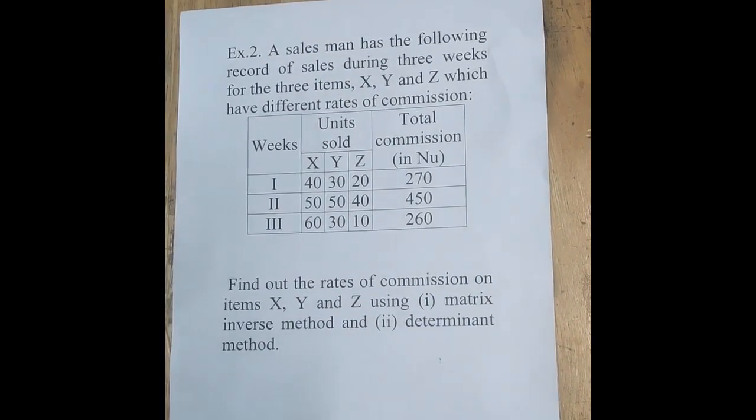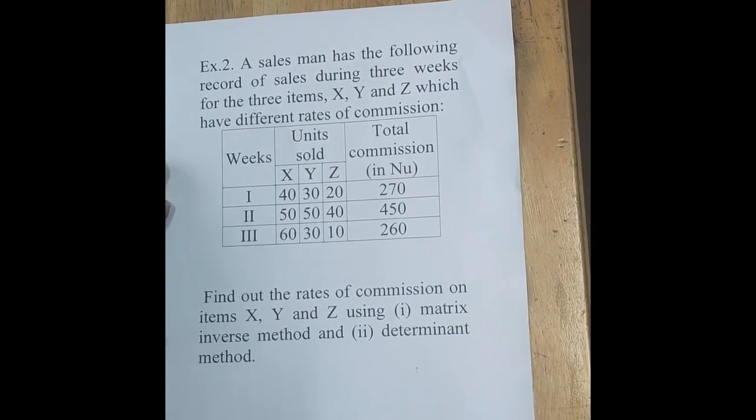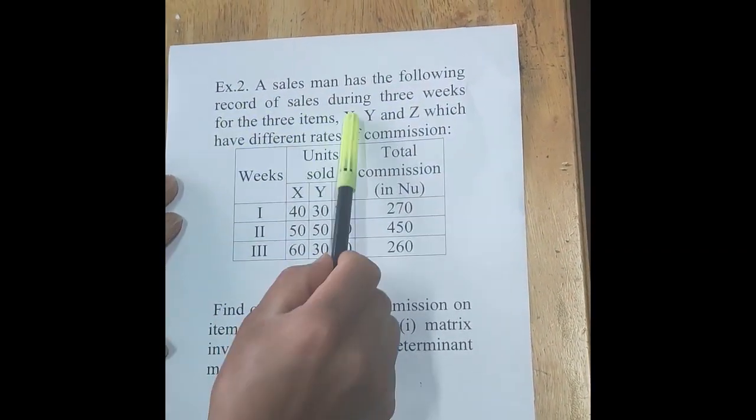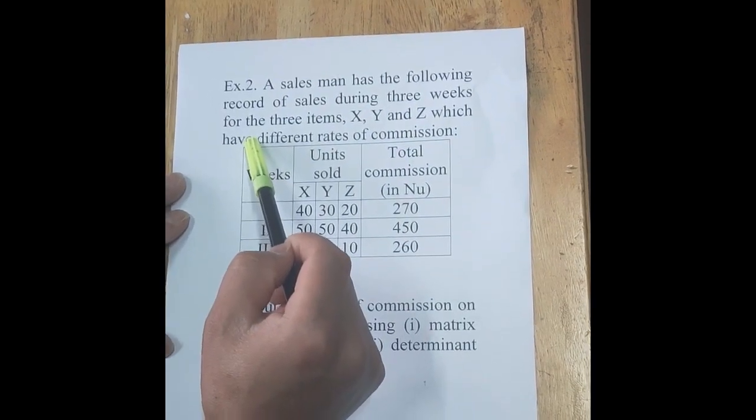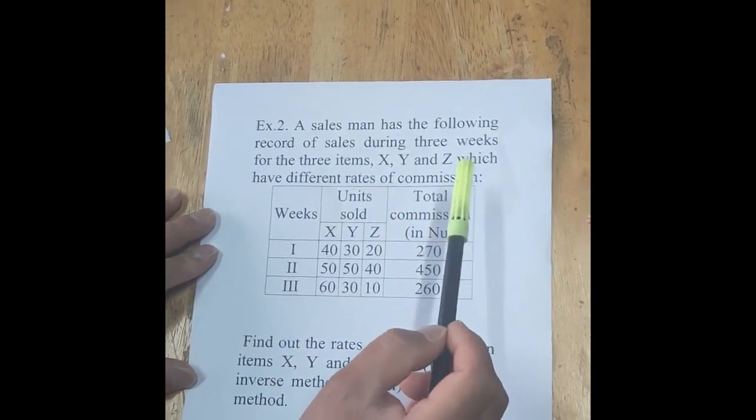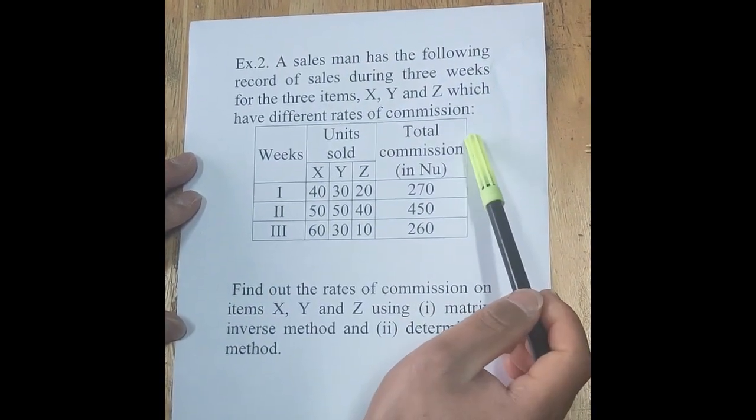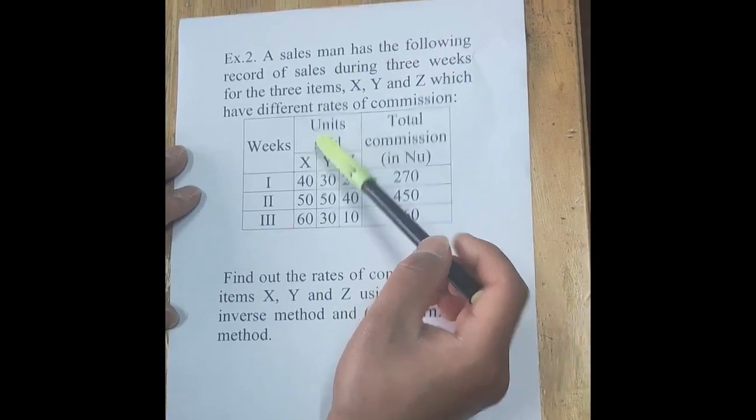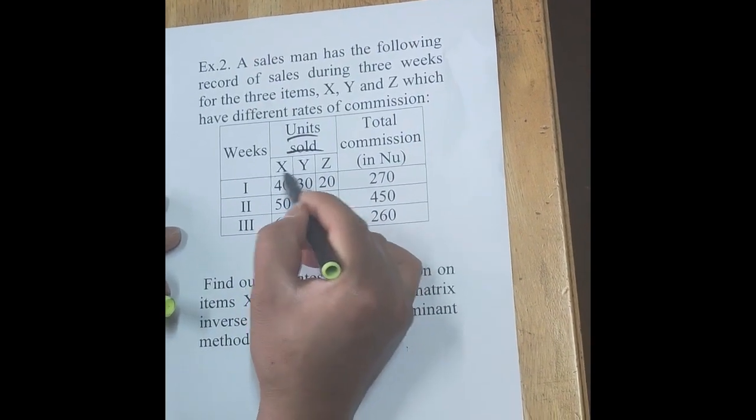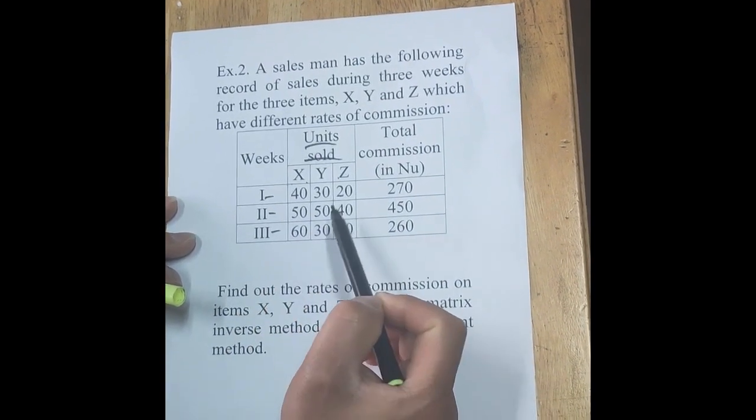So now let us go through example number 2 under application of a system of linear equations. A salesman has the following record of sales during 3 weeks for the 3 items X, Y and Z, which have different rates of commission. Our data is given in the form of a table. The salesman has a record of sales for 3 items X, Y and Z, for the period of 3 weeks: first week, second week and third week.